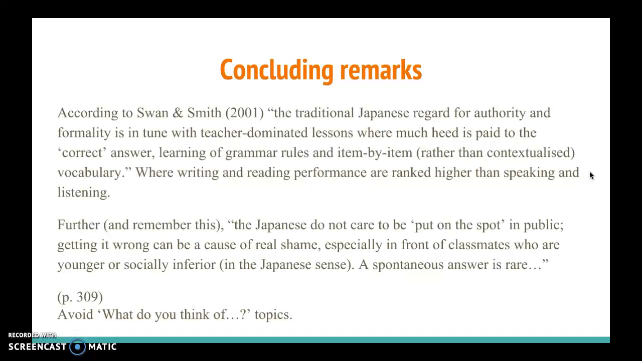And if you're teaching Japanese students, for instance, they might turn to their classmate and discuss the whole answer before they're giving it to you. Spontaneous answer is, as I said, rare. That is all I wanted to talk about when it comes to the Japanese language.